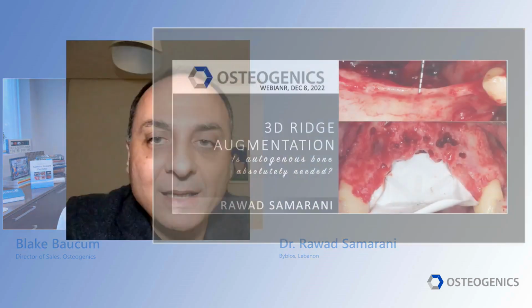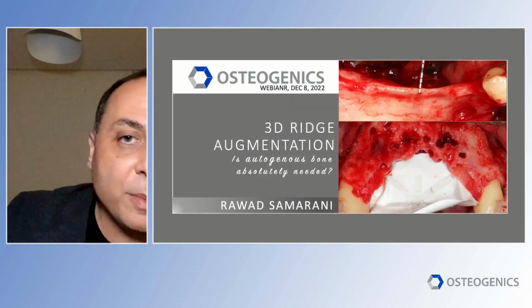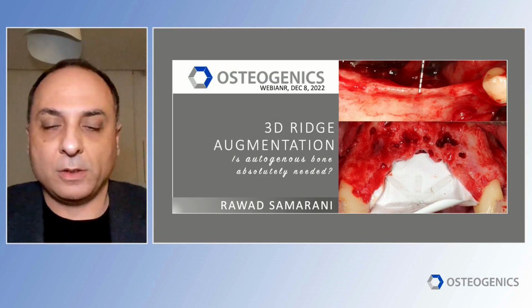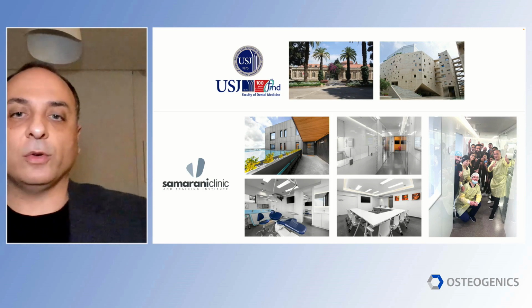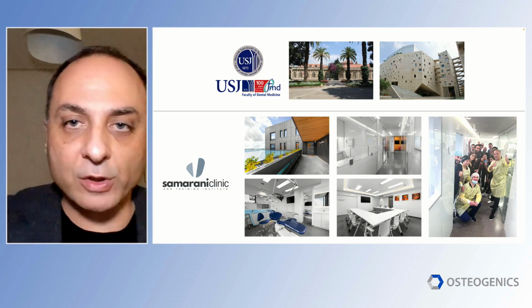So my topic, as you can see, is about ridge augmentation. And in the title, I've specifically mentioned the word 3D. So we're going to talk about this specific aspect of the classification of the ridge defect. And within this context, we're also going to talk about the need for autogenous bone in the GBR procedure precisely. So this is the university where I teach, and these are some pictures of my practice.